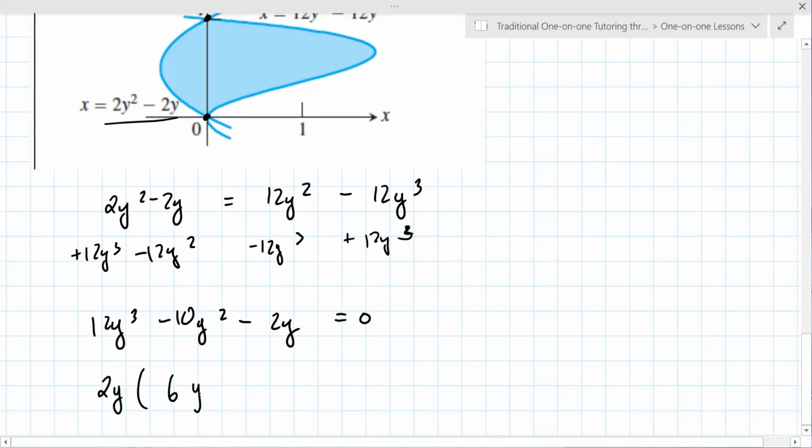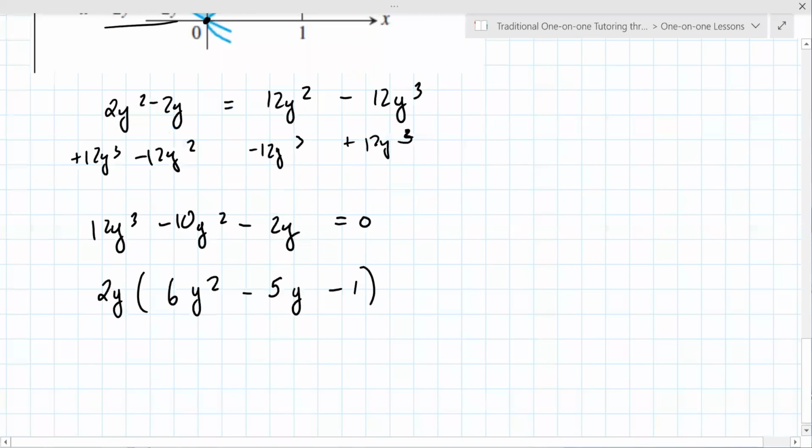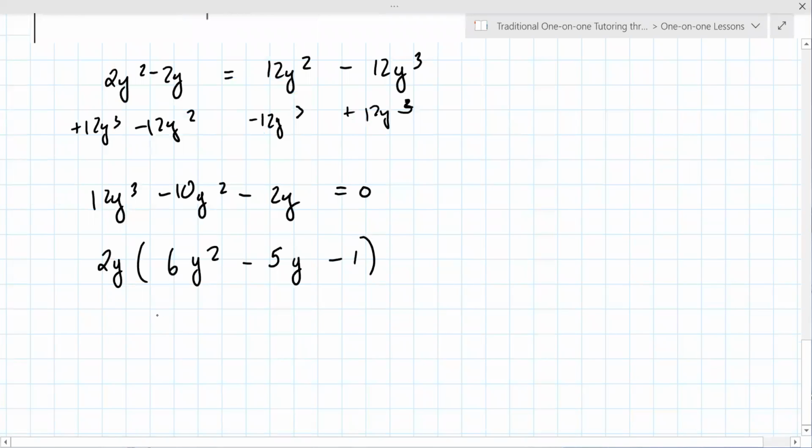And then you can factor out a 2y from everything. So that's 2y times 6y squared minus 5y minus 1. We're trying to figure out where it equals 0. So one is at 0, because you would set 2y equal to 0. So one of them's at 0. Got that one.